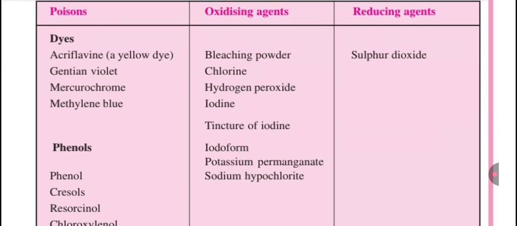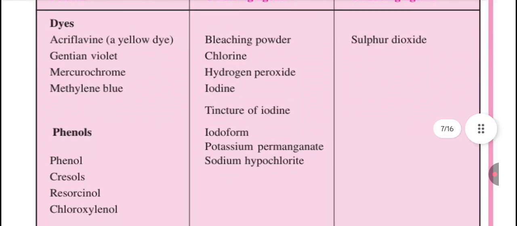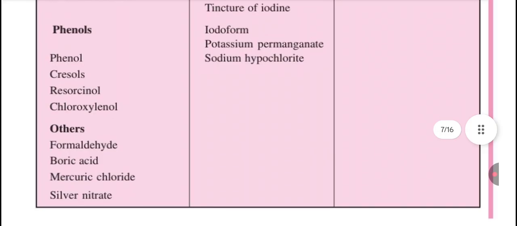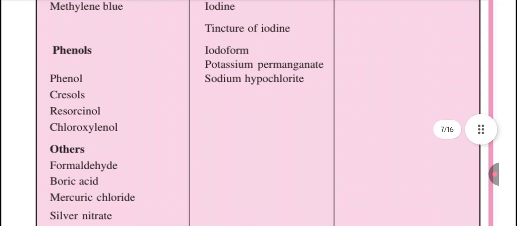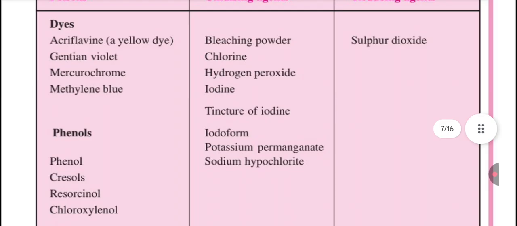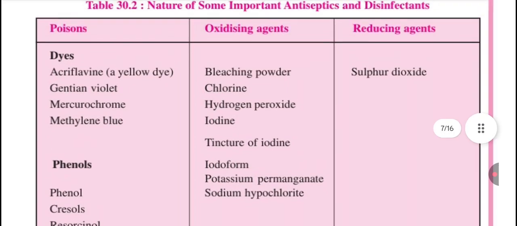Acriflavine, a yellow dye. Bleaching powder, poisons. Let's see firstly poisons. That is dyes: acriflavine, a yellow dye; gentian violet; then mercurochrome; then methylene blue. Phenols: phenol, cresols, resorcinol, chloroxylenol. Others: formaldehyde, boric acid, mercury chloride, silver nitrate. And oxidizing agents are bleaching powder, chlorine, hydrogen peroxide, iodine, tincture of iodine, iodoform, potassium permanganate, sodium hypochlorite.